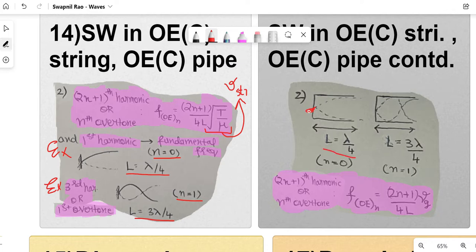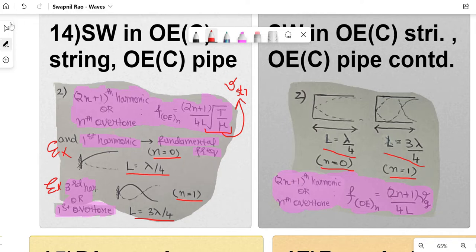The length, obviously, over here I've written lambda by 4. It is because this is a node and this is an antinode. So the distance is lambda by 4 between a node and an antinode. And the same way over here, node, antinode. So lambda by 2 plus lambda by 4, which is 3 lambda by 4. Case number 1 is when you put n is equal to 0. So that would be first harmonic or 0th overtone. The formula would be 1 by 4l Vg. And when you put n is equal to 1, you'll get third harmonic or first overtone, which is equal to 3 by 4l Vg.